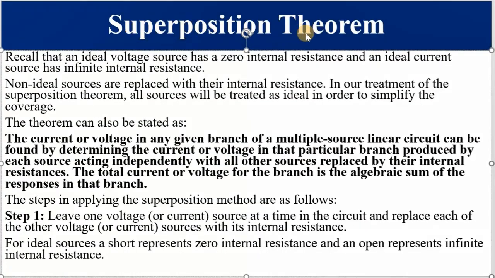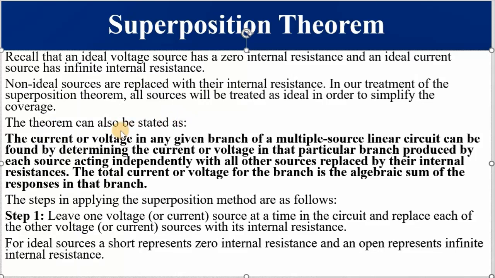More on superposition theorem. Guys, a recap: we know that an ideal voltage source has 0 internal resistance, while an ideal current source has infinite internal resistance. And we are saying non-ideal sources are replaced with their internal resistances, which means that RS has to be included for a voltage source as well as for a current source, and we'll be considering practical sources.